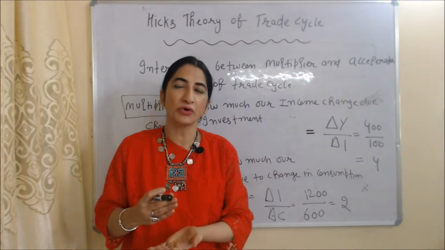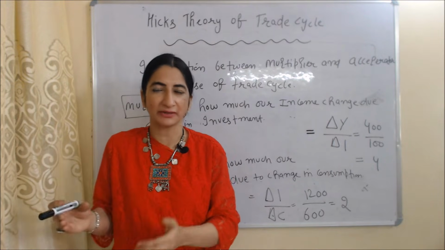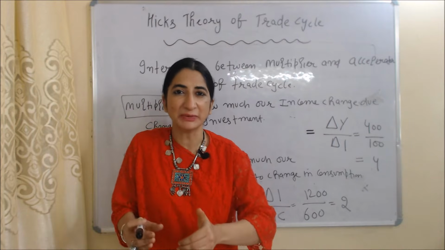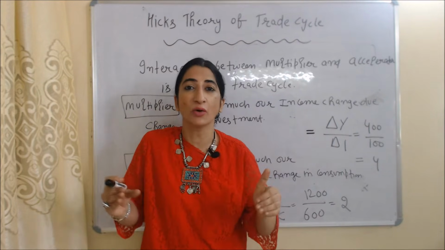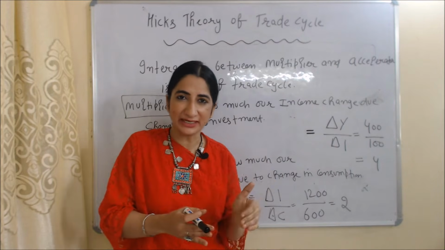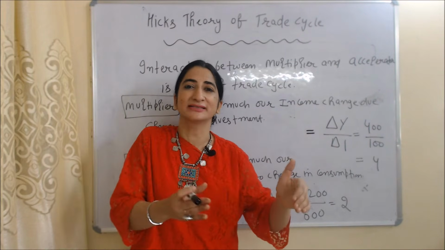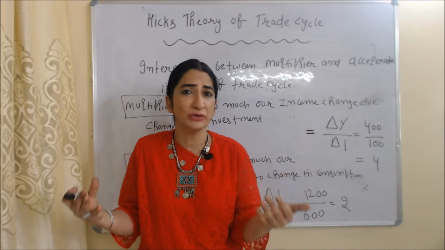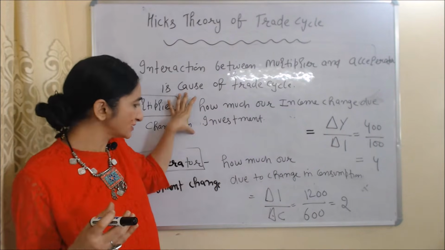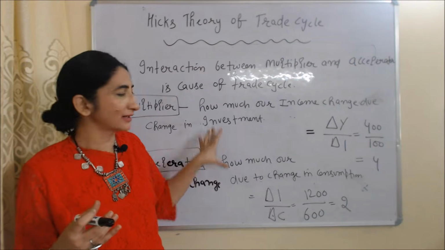Today we are going to talk about Hicks theory of trade cycle. According to this theory, interaction between multiplier and accelerator is the main cause of producing trade cycle. That's why firstly we will understand what is multiplier and what is accelerator.